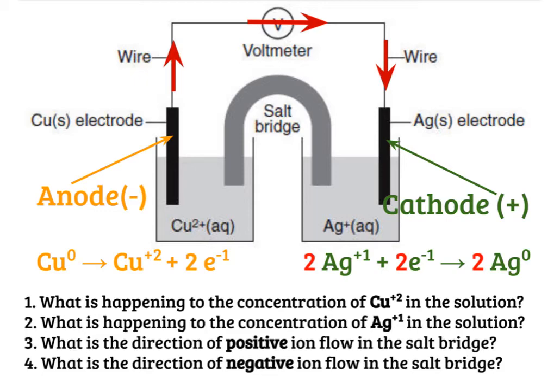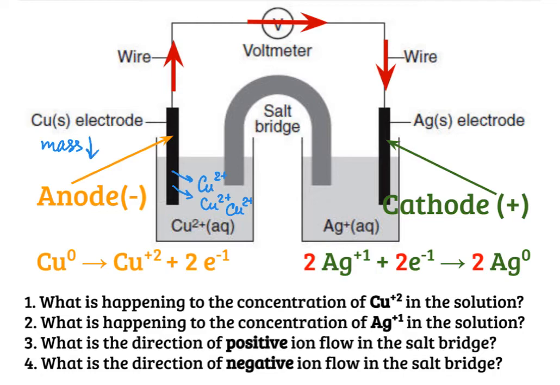Okay, a few additional questions. For example, what is happening to the concentration of copper ions in this solution? Well, as the oxidation takes place, more and more atoms of copper get oxidized, so there will be more and more copper ions in the solution. So the concentration of copper ions in the solution is increasing. And the mass of the electrode itself is decreasing, because this is how ions of copper are formed.